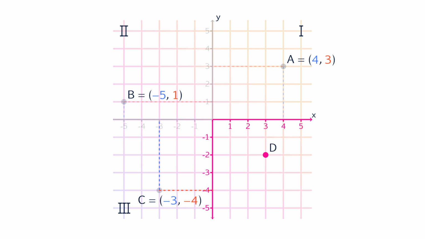Only point D remains. It's in quadrant 4, the bottom right quadrant. Moving up towards the x-axis, you find that the first coordinate equals 3. Then moving sideways to the left, towards the y-axis, you find that the second coordinate equals -2. And there you go. The coordinates of point D are 3, -2. So always remember, when it comes to coordinates, x before y and you'll be fine.